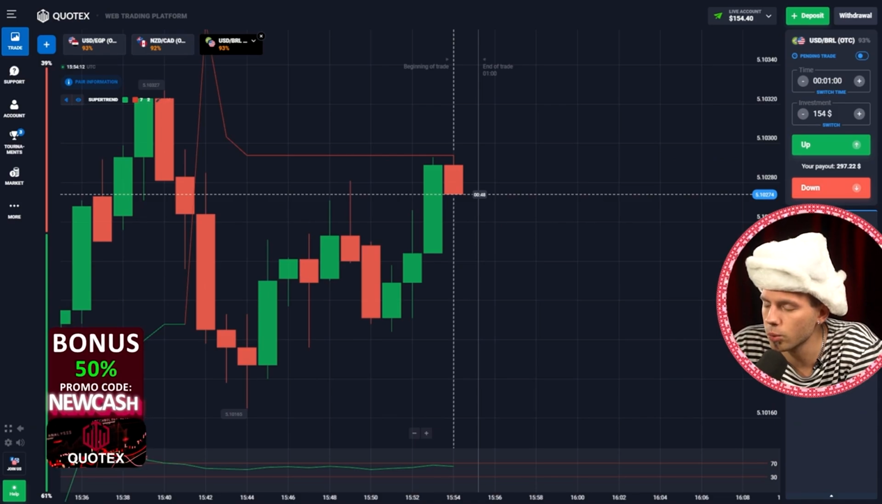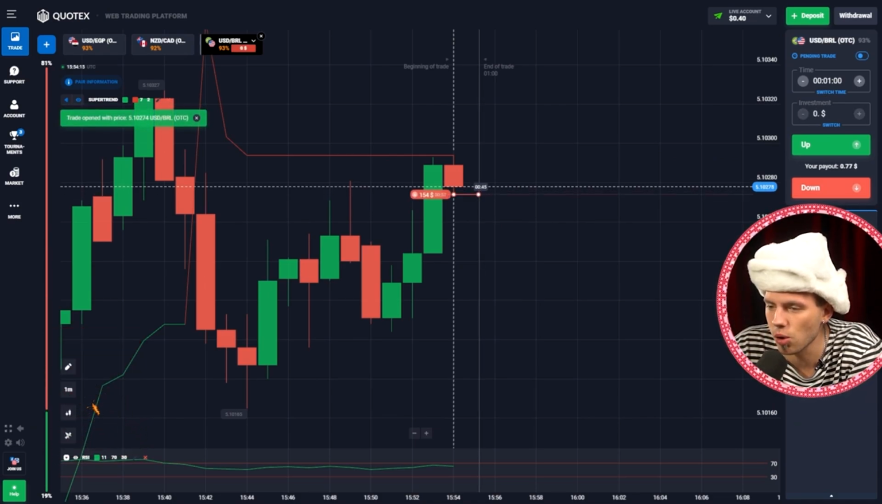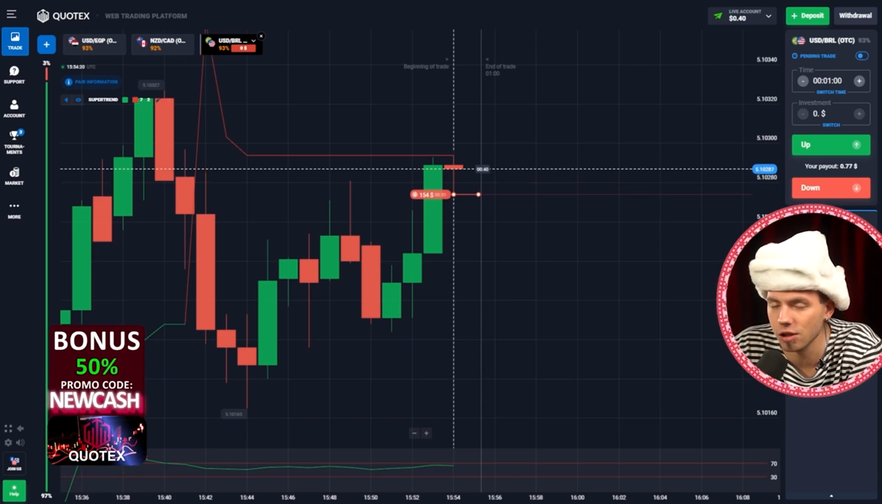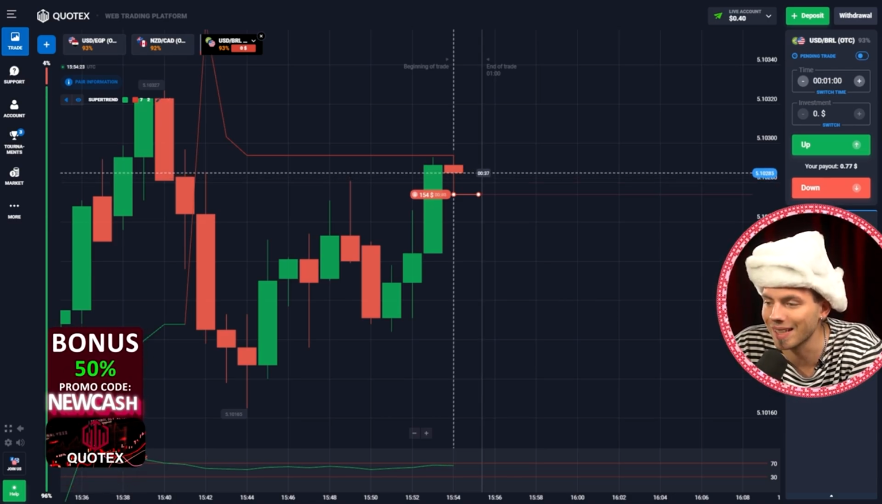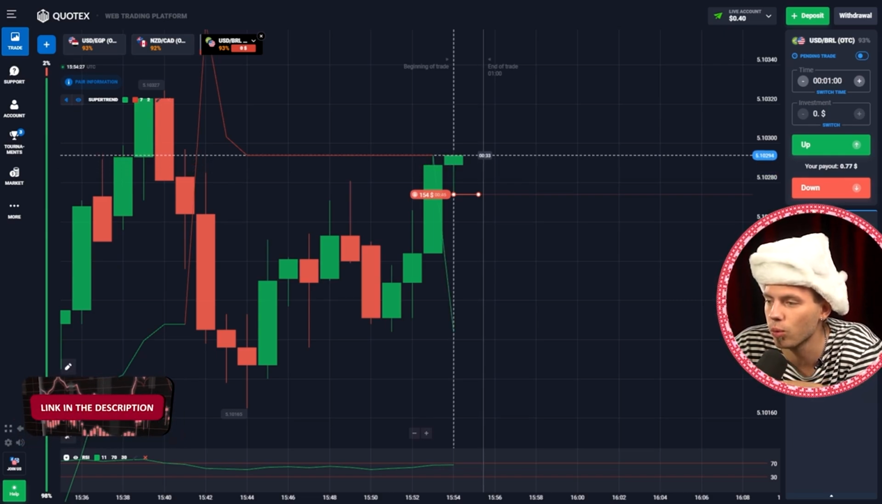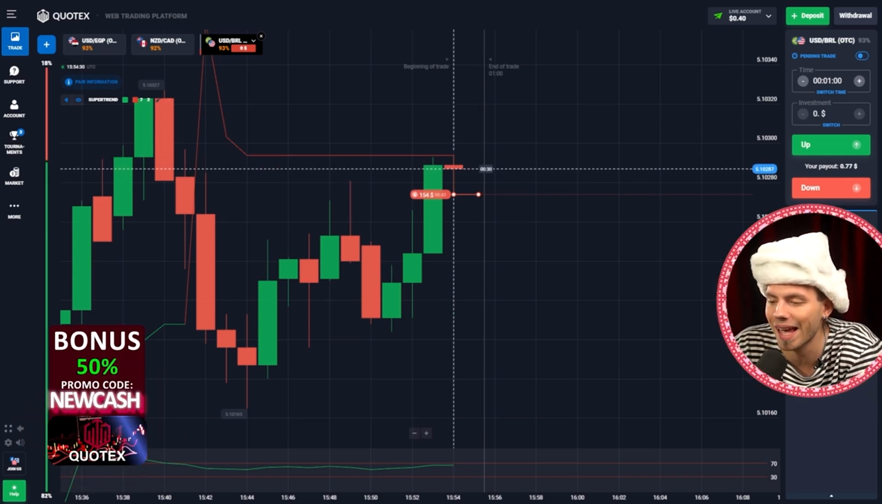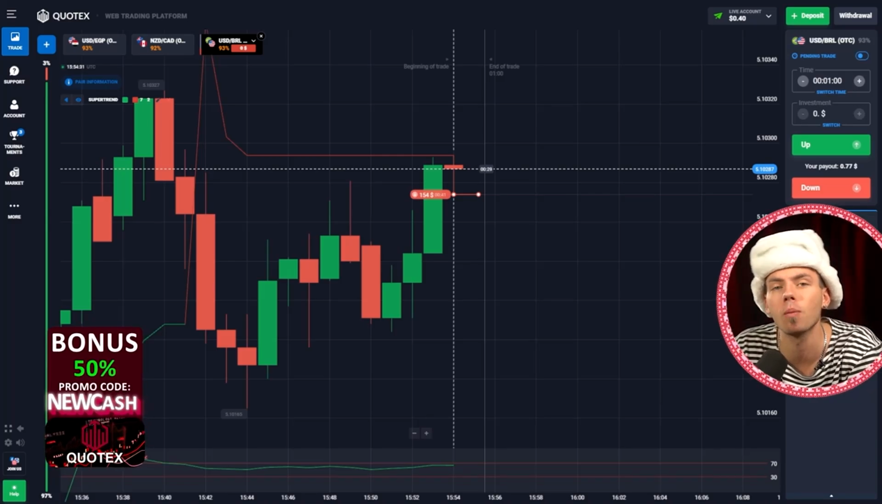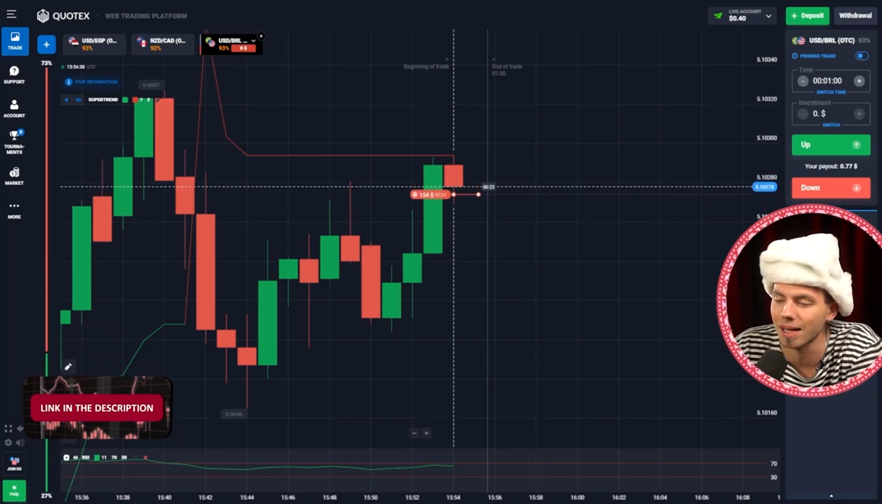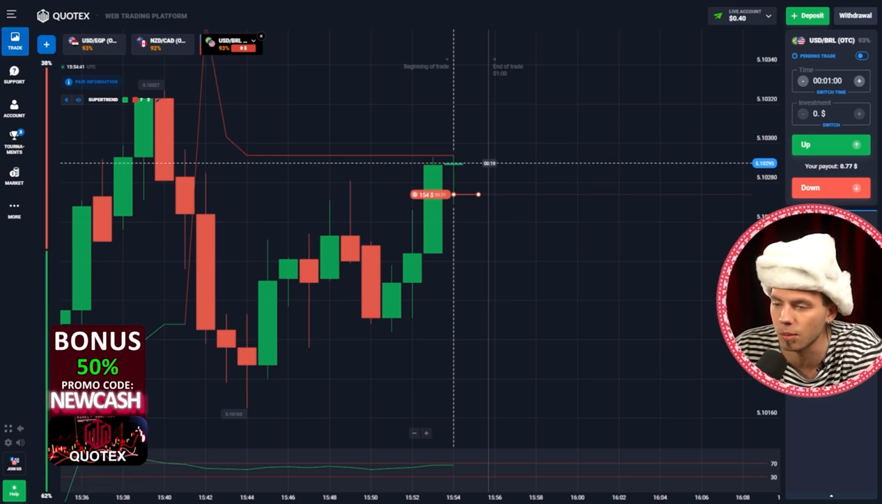Okay, here, what do we got here? We approach the resistance zone on top right now, and the line of the super trend indicator, as you can see as well. At the same time, take a look, RSI is approaching the overbought zone, so we can expect a decline right now. That's why we're opening a sell trade here, guys.